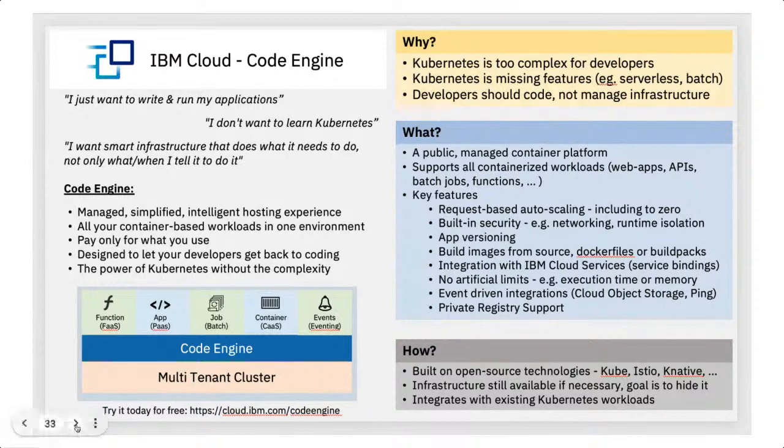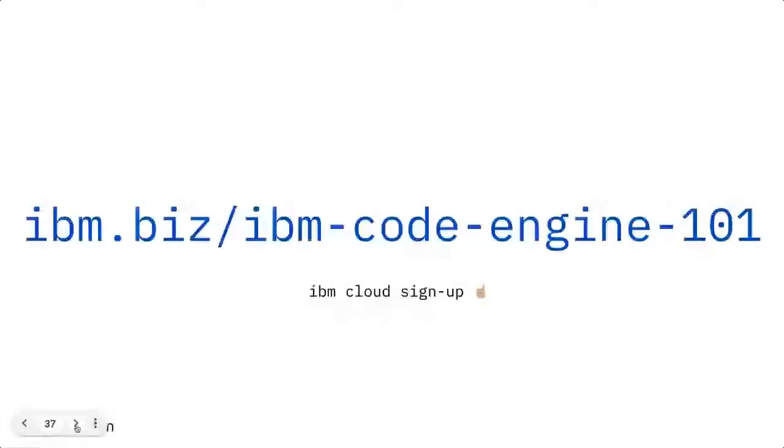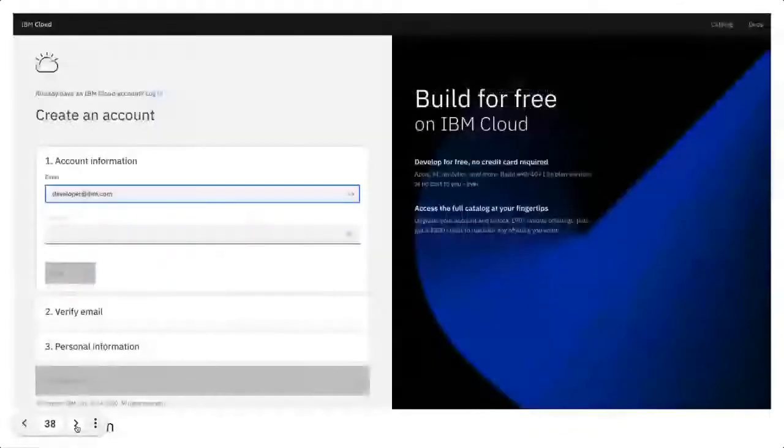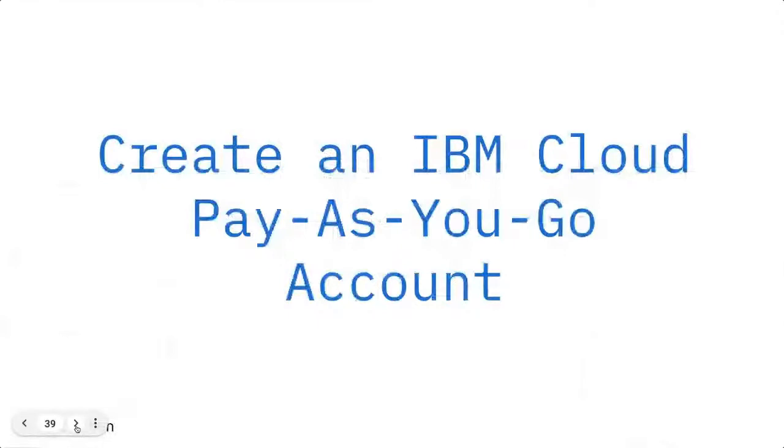So we're going to go ahead and get started. We're going to set up our dev environment, and pretty much all we need to do is sign up for an IBM Cloud account. So if you haven't already, go ahead and sign up for an IBM Cloud account. The link will take you to a web page that looks like this, and you'll need to create an IBM Cloud pay-as-you-go account.